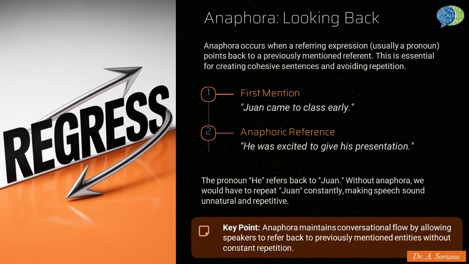Look at the example. First mention, 1: I came to class early. Anaphoric reference, 2: He was excited to give his presentation. The pronoun "he" refers back to the referent, 1. If we didn't have anaphora, we would have to repeat 1 constantly, making our speech sound very unnatural. Anaphora is key for flow.